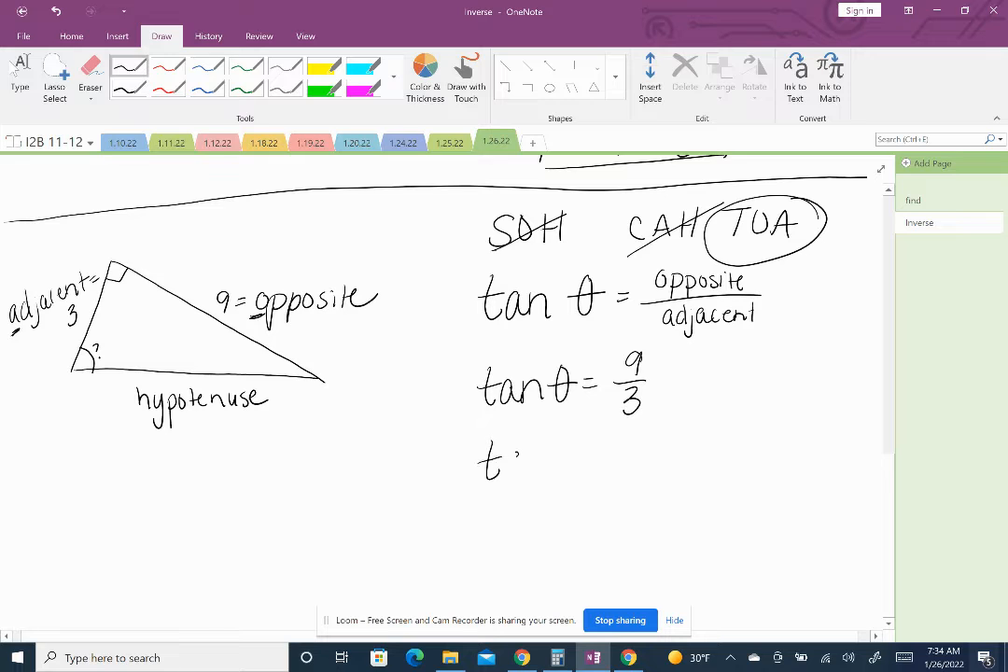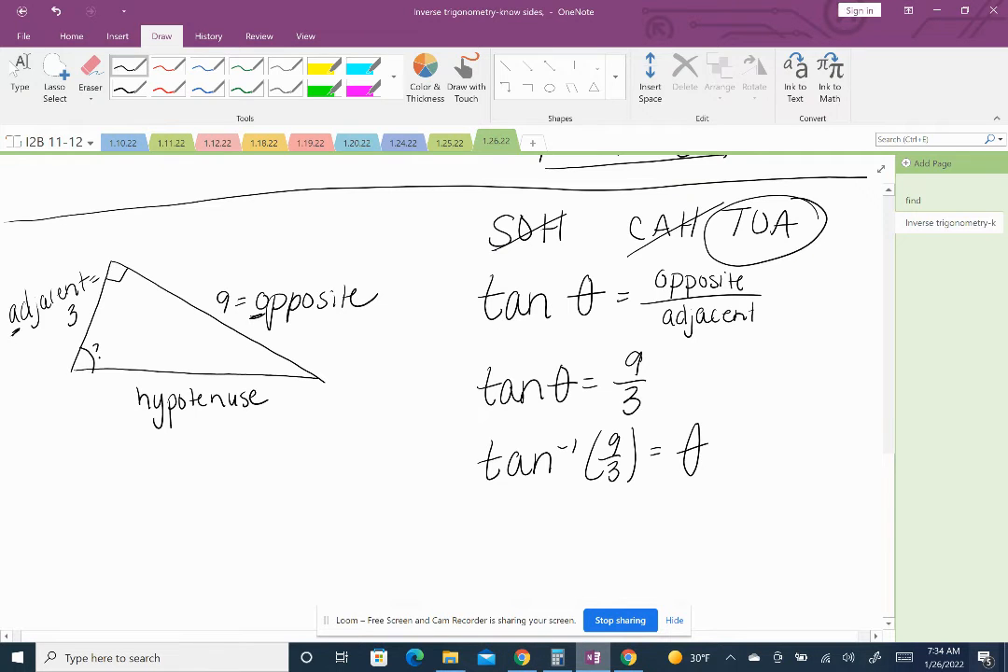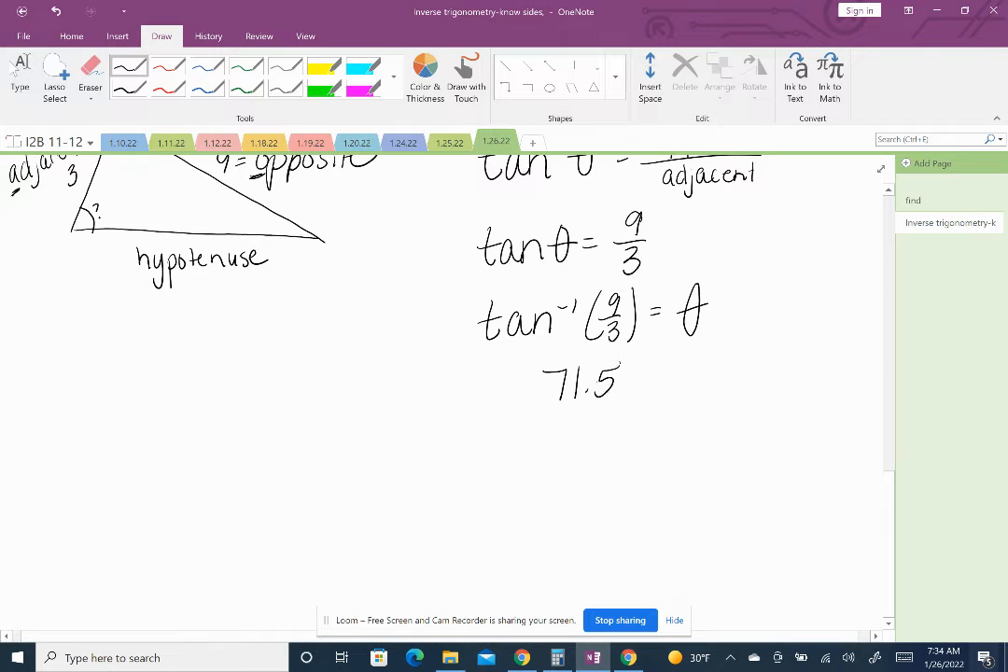So I'm going to go ahead and take my inverse tangent. I'm going to switch where I have my fraction and my degrees. So inverse tangent of 9 divided by 3 equals my angle. I'm going to try a different calculator this time. So let's do inverse tangent of 3, and that's going to give me 71.56. The angle is equal to that many degrees, and I'm just going to round it to about 72 degrees. And that would be my final answer.